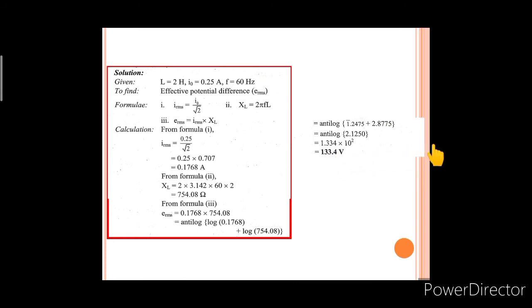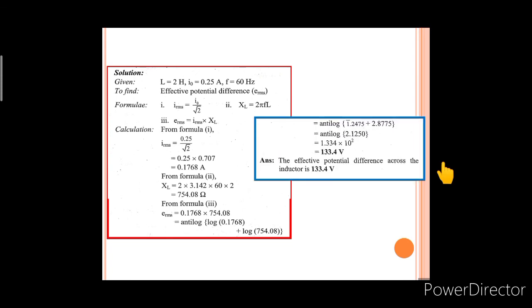So here we get the final answer for E RMS, and hence we can write our final answer: the effective potential difference across the inductor is 133.4 volt, that is 133.4 volt.